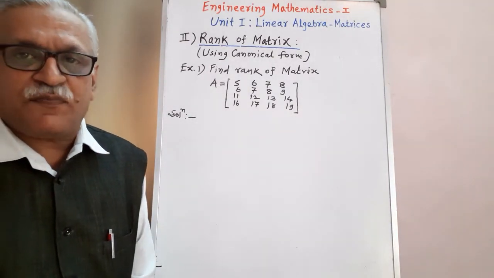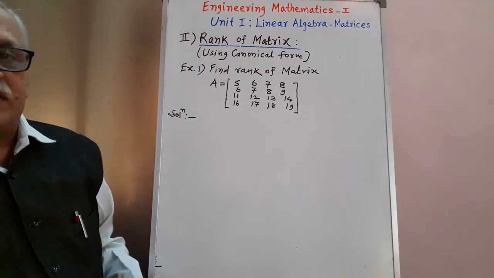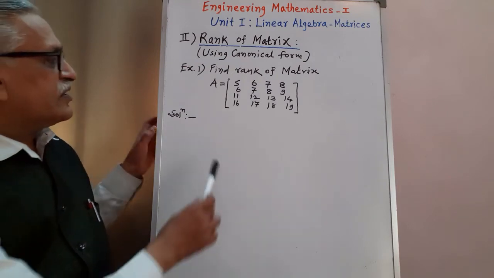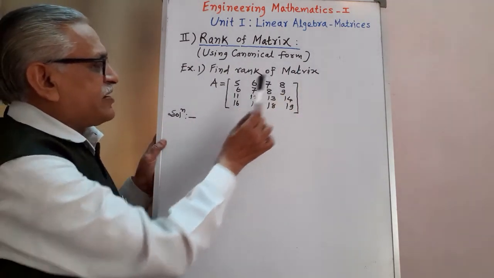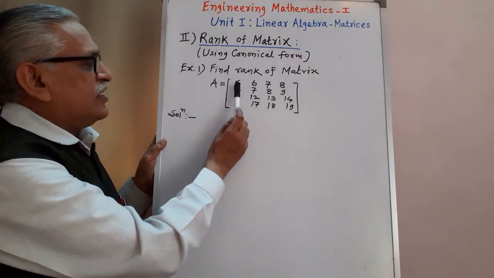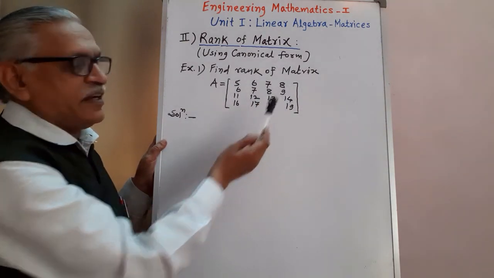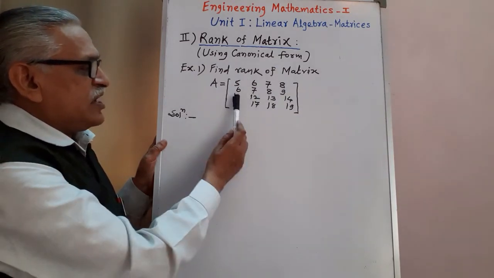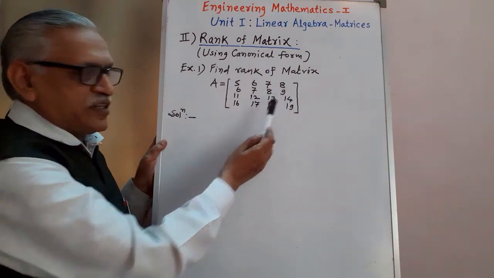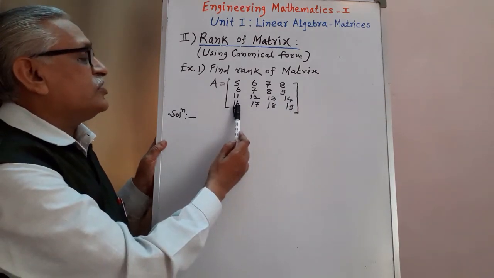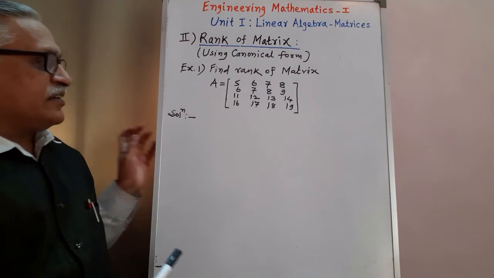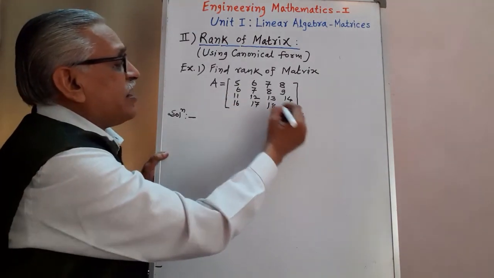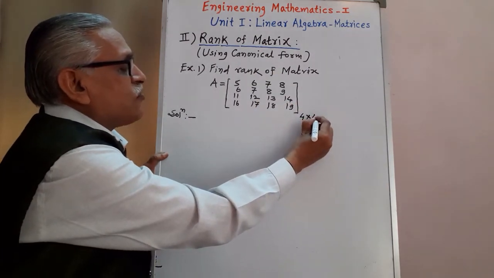Let us see the first example to find the rank of a matrix by using the canonical form technique or equivalent form technique. Find the rank of matrix A, whose first row is 5, 6, 7, 8, second row 6, 7, 8, 9, third row 11, 12, 13, 14, and last row 16, 17, 18, 19. The order of this matrix is 4 rows and 4 columns, so it is of order 4 by 4.